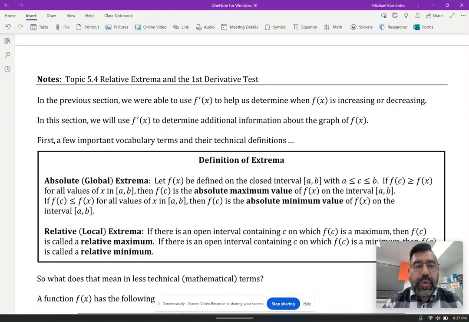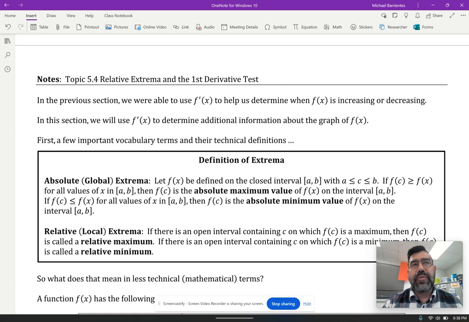Hello, welcome to video one of topic 5.4. In this topic, we're going to define relative extrema, and we'll talk about how we can use the first derivative test to find relative extrema, which is really a procedure that we have already done in the previous section.